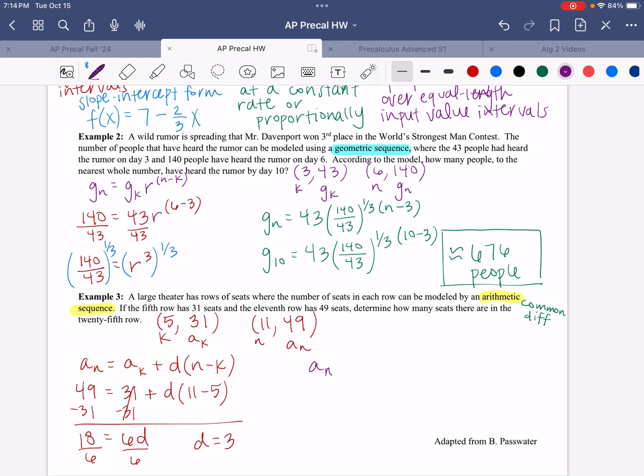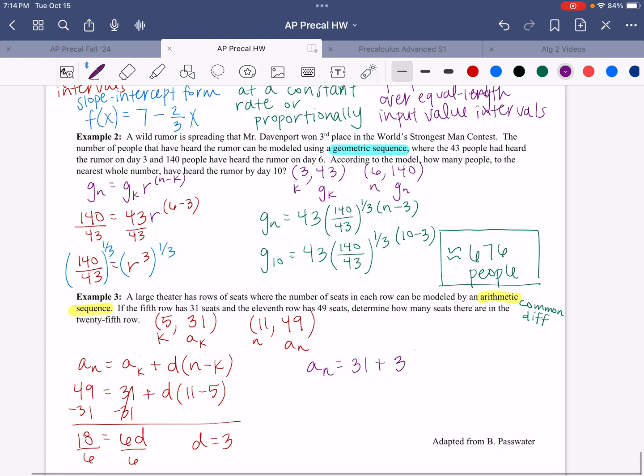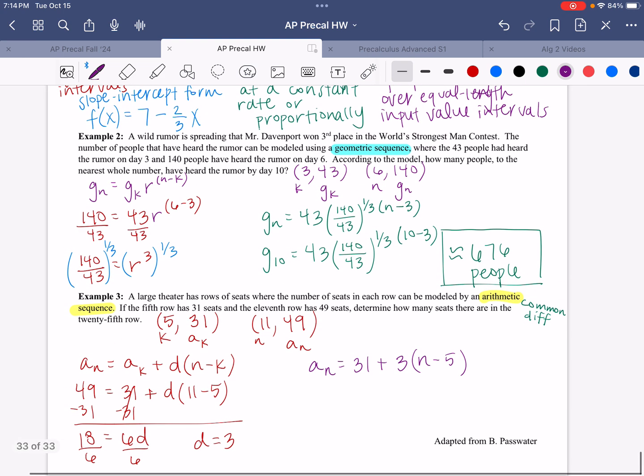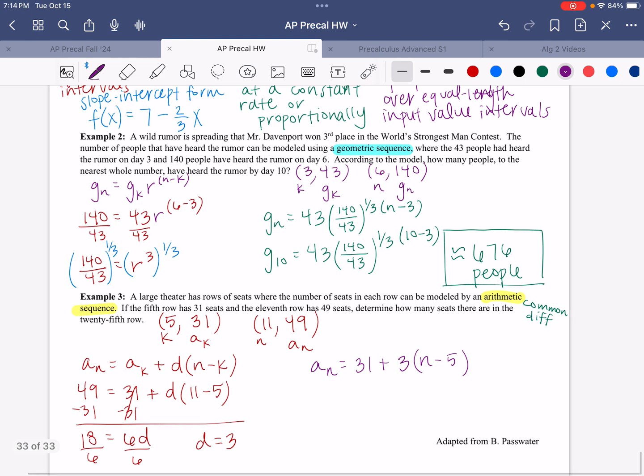and then writing an equation that you're going to use. So to find the nth term, I'm going to use my a sub k. So I'm going to say we had 31 seats and it's adding 3 each time, and we're going to have n minus 5 since I'm starting with the 5th row. And then I can use this formula. I can leave it as is. If we wanted to get this into like a more slope-intercept form, we could of course distribute and combine like terms, but not necessary. Our goal here is to find the 25th row.